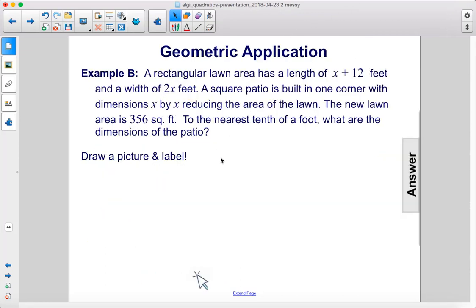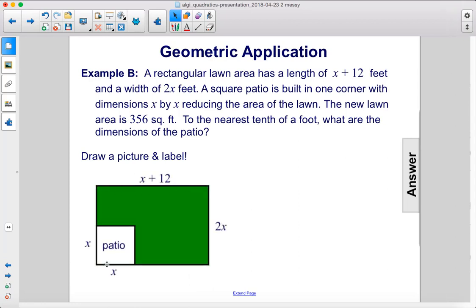Example B. A rectangular lawn area has a length of x plus 12 feet and a width of 2x feet. A square patio is built in one corner with dimensions x by x, reducing the area of the lawn. The new lawn area is 356 square feet. To the nearest tenth of a foot, what are the dimensions of the patio? Draw a picture and label.